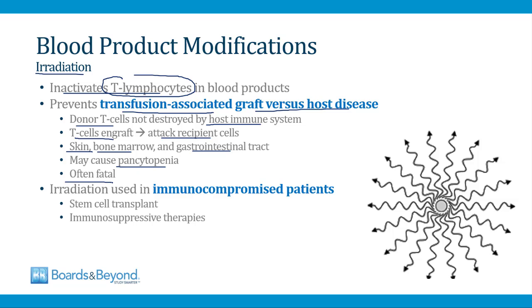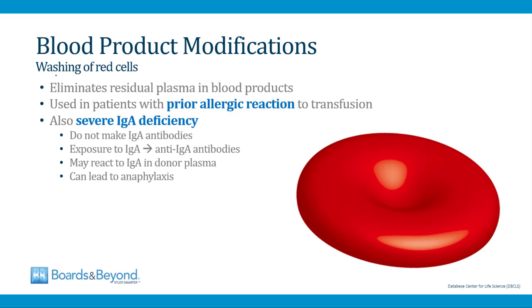and this is often a fatal complication of a blood transfusion. Mostly irradiation is used in patients who are immunocompromised, where the host immune system might not destroy any T cells that come through with the blood transfusion. For example, this is done in stem cell transplant patients who are being transfused or patients who are receiving immunosuppressive therapies. And then washing of red cells is done to eliminate residual plasma in blood products.